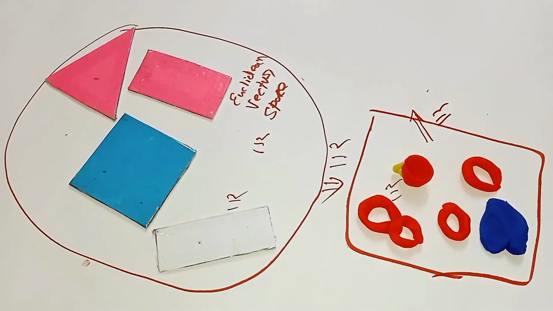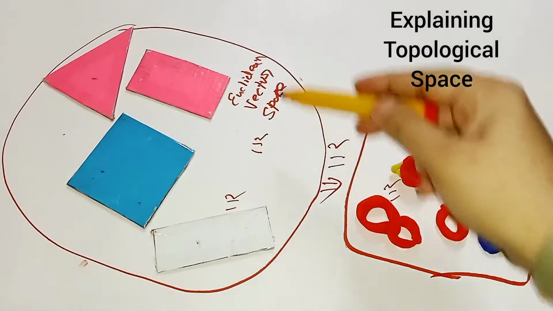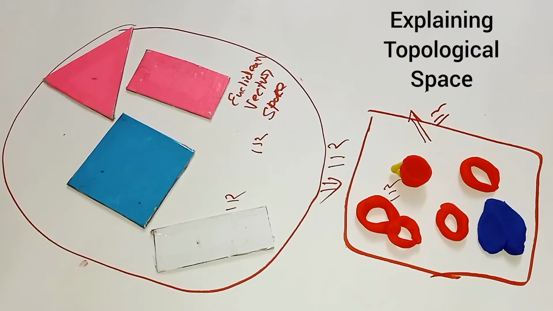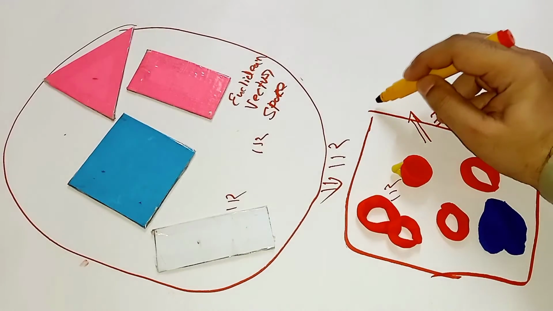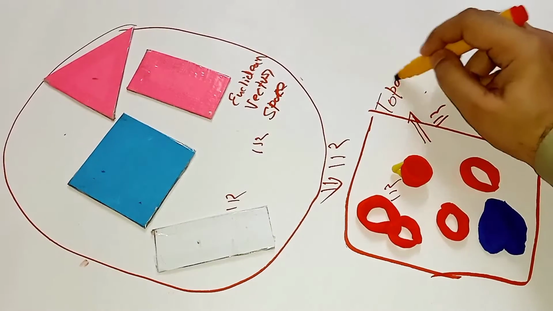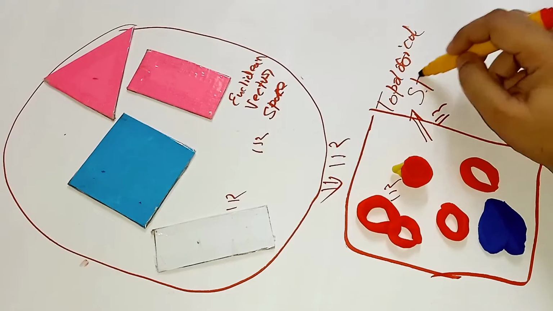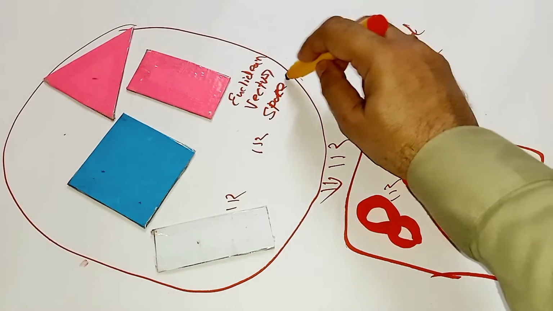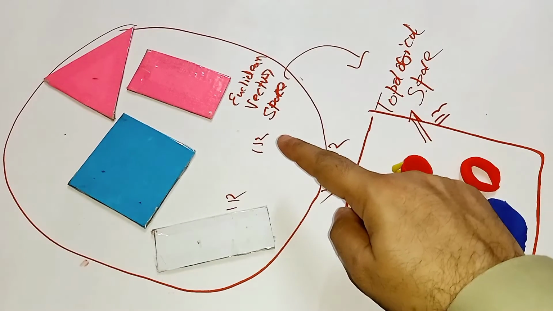Now I hope the concept of topological space and Euclidean space is clear. All these things which reside in a Euclidean space can be further taken into this kind of space, and let me write it as topological space. Now this topological space is basically an extension, or I would say a generalization, of this Euclidean vector space.